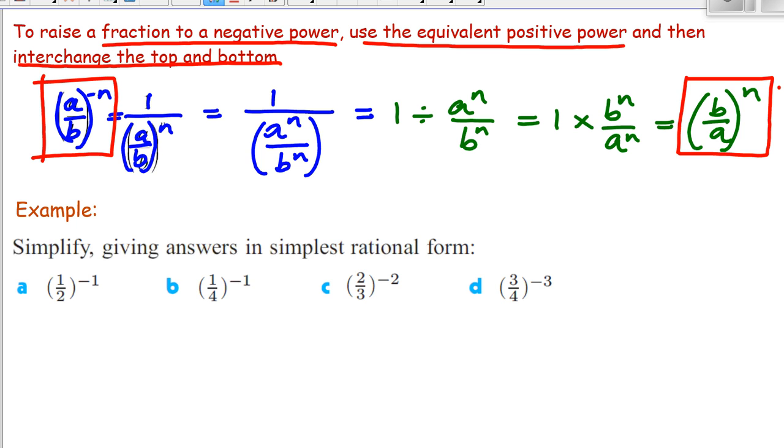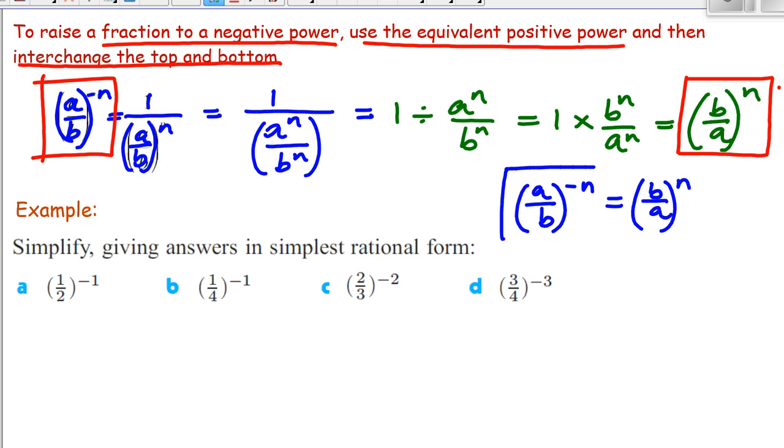So in short, this is the most important thing that you need to know. a over b to the power negative n is equal to b over a to the power n. This is the most important thing that you need to remember. If you can't follow the process that I've used here to explain what's happening, all you need to know is just that, because this is what you're going to apply to solve a couple of problems here.